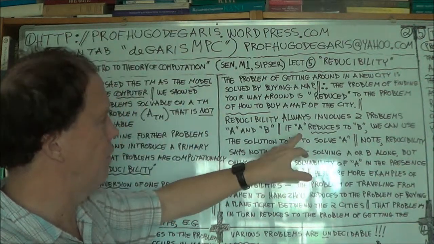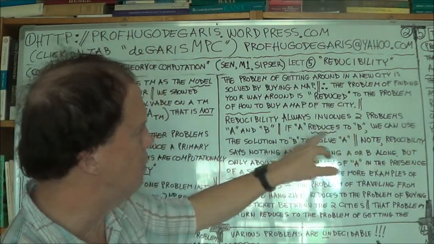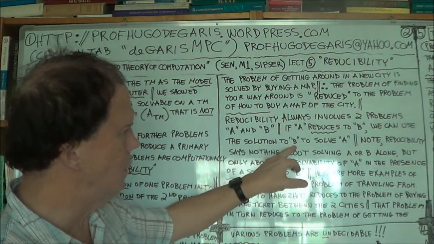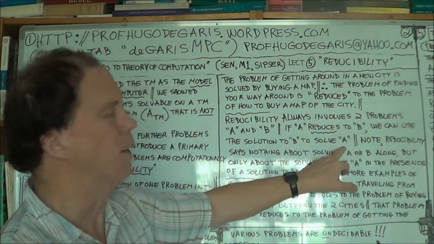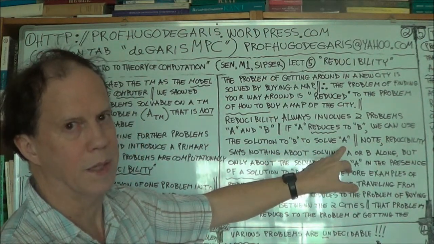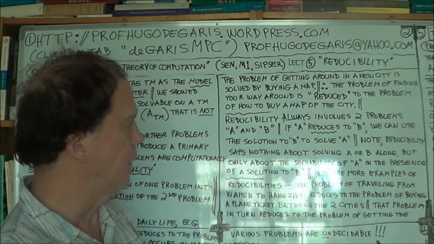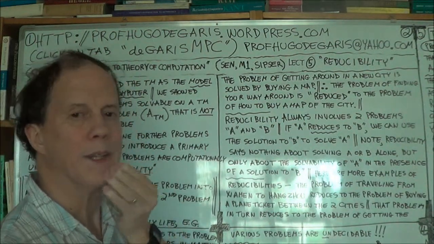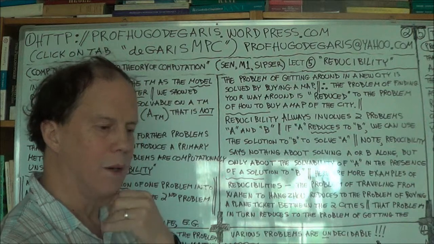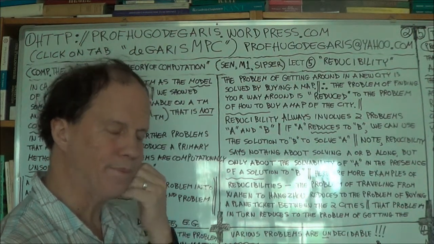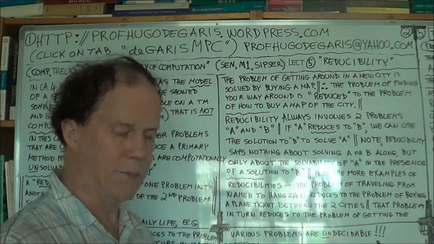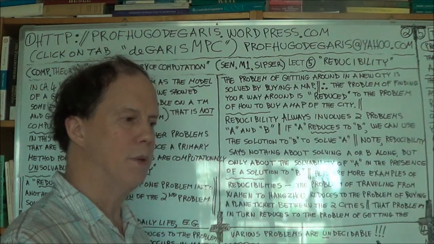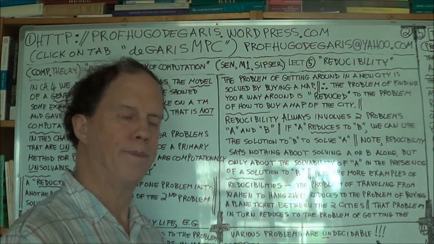So if problem A reduces to problem B, then you can take the solution to B, and that'll help you find the solution to problem A. That's what reducibility is about. Okay? Now as we go through this chapter, we'll do case after case, example after example, of reducing one problem to another. And by the end of the chapter, you'll probably have a pretty intuitive idea. You'll be familiar with how to reduce one problem to another problem.